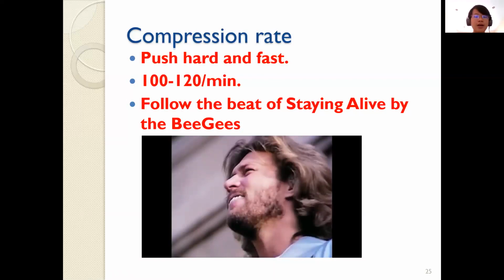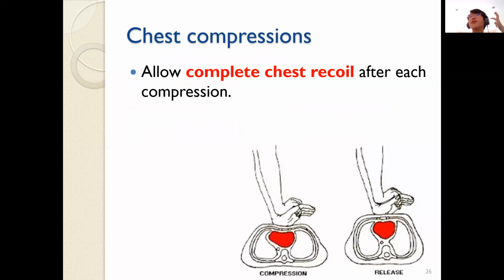hand over. Okay, now another criteria of high quality CPR. So we talked about pushing hard and pushing fast, at least 5 cm, 100 to 120 beats per minute. That's hard and fast. The third criteria is complete chest recoil. So you have to allow complete chest recoil. Okay, and this is what we meant by complete chest recoil.